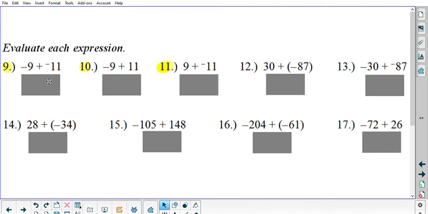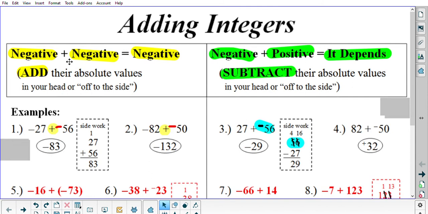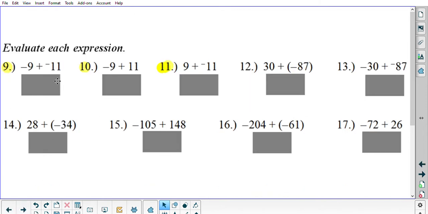Number 9, we have a negative plus a negative. They're both negative. As it taught you at the top that I have highlighted in yellow, when they're both negative, you're going to add. The final answer will stay negative. So 9 plus 11 is 20. Since they're both negative, the answer stays negative. That's what your number 9 should have looked like. If you had to do side work off to the side, fine, but I think you might have been able to do that one without the side work.